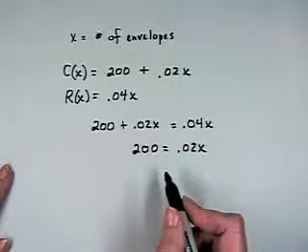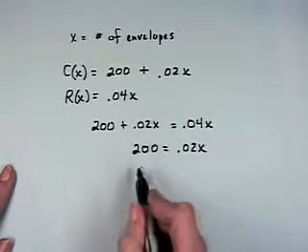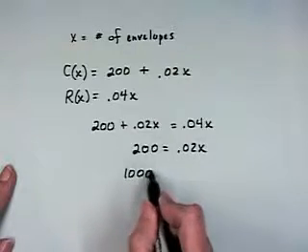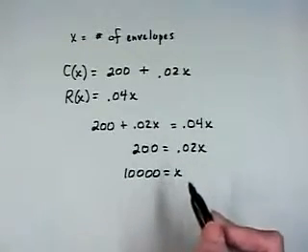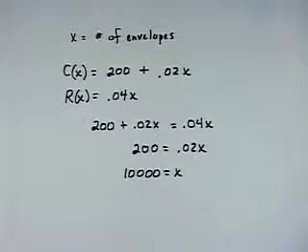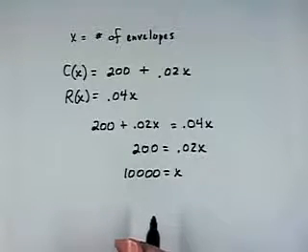Next, we divide both sides of the equation by 0.02, and we end up with 10,000, which is a pretty nice number of envelopes that she's going to have to stuff. It turns out that if she stuffs more than 10,000 envelopes, she'll end up making a profit. But if she doesn't stuff that many, she'll end up being in the red.